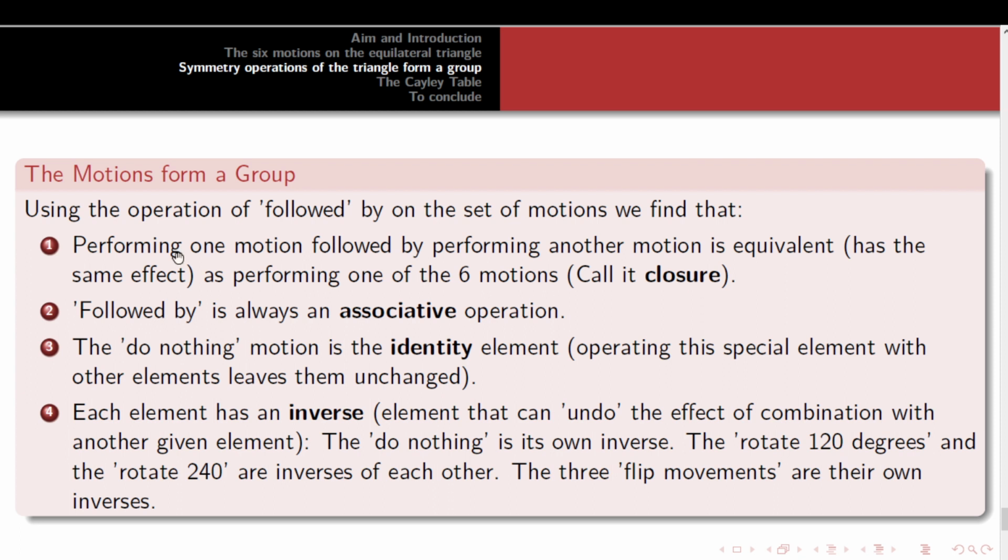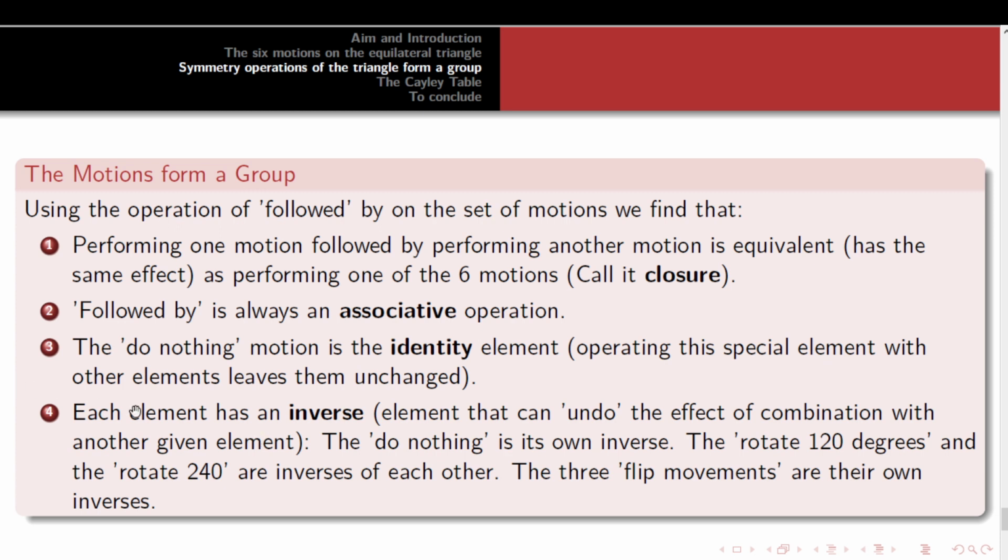Also you know that followed by is always an associative operation, because if you take a motion and then another motion, you operate them, and then you operate another motion, that is equal to first having a motion, keeping it there, taking the other two motions, and then on the whole using a followed by operation. You get both of them to be equal. I hope you got the point about the associative operation. And the doing nothing motion is a special element in our set, called the identity element, because operating the special element with other elements leaves the other elements unchanged.